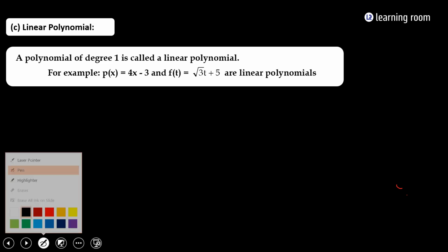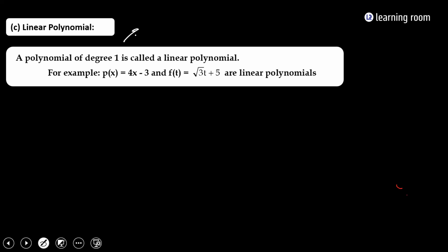Next is a linear polynomial. So what is a linear polynomial? A polynomial of degree 1. So 4x minus 3 is a polynomial. Accepted. Root 3 plus 5, is it a polynomial? You have a root 3. Is it a polynomial?